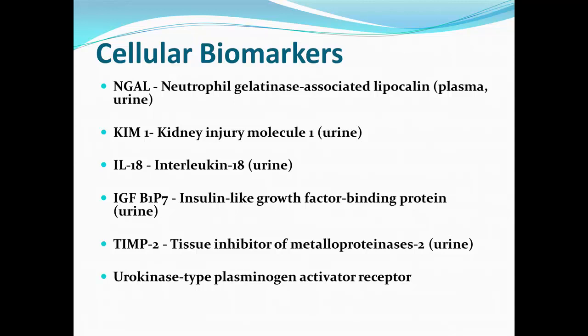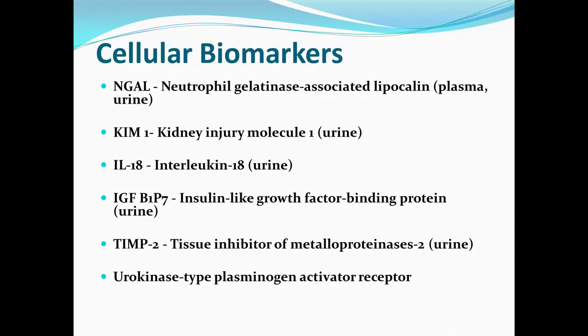This is a cellular biomarker that we can find in the plasma as well as in the urine. This has been used for about 10 years, primarily in Europe, and occasionally we see it in the US, but it hasn't really caught on. I don't know why, because it is very, very helpful in helping us predict especially acute kidney injury, and that's really where these cellular biomarkers come in.